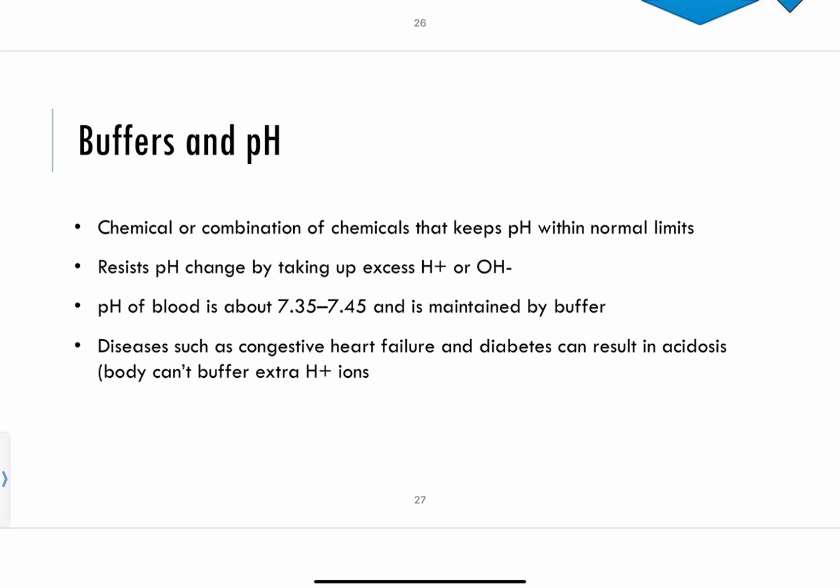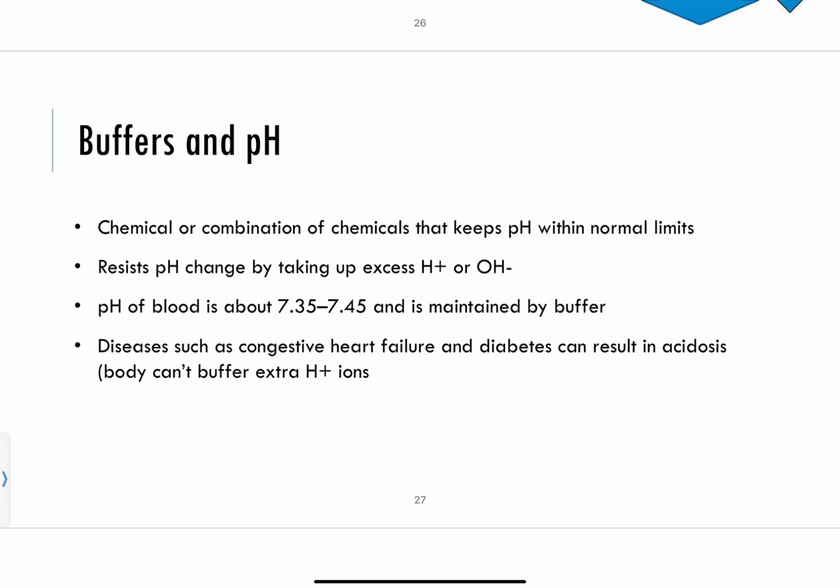And we have something called buffers to help us resist sudden pH changes. A buffer is a chemical or a system that helps resist changes in pH by either binding excess hydrogen ions or releasing them as needed. They're really essential for maintaining homeostasis. For example, if your body becomes too acidic because you are undergoing strenuous exercise or you're sick, a buffer system will take those extra hydrogen ions to bring the pH back to normal.